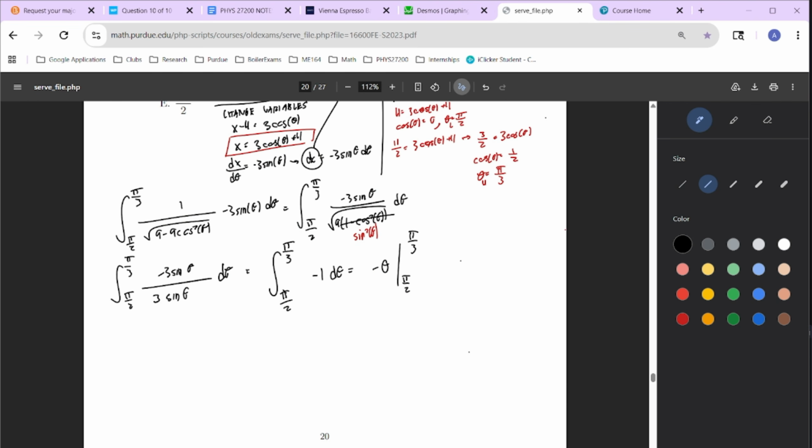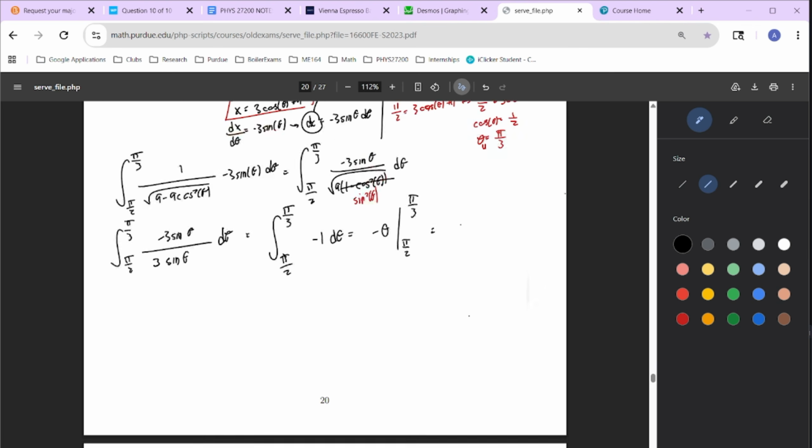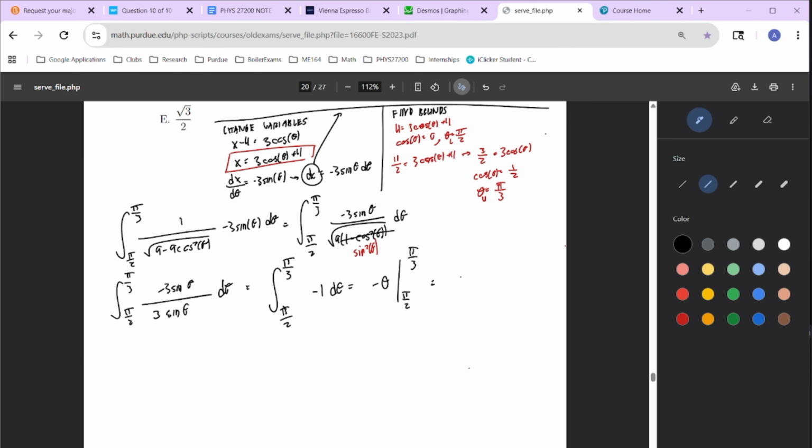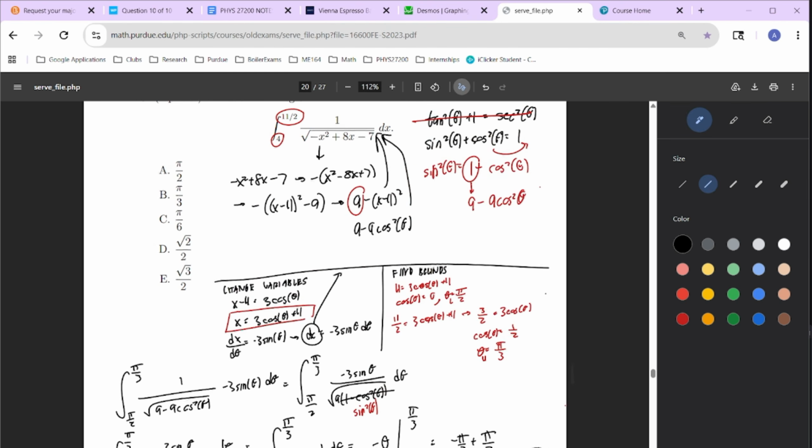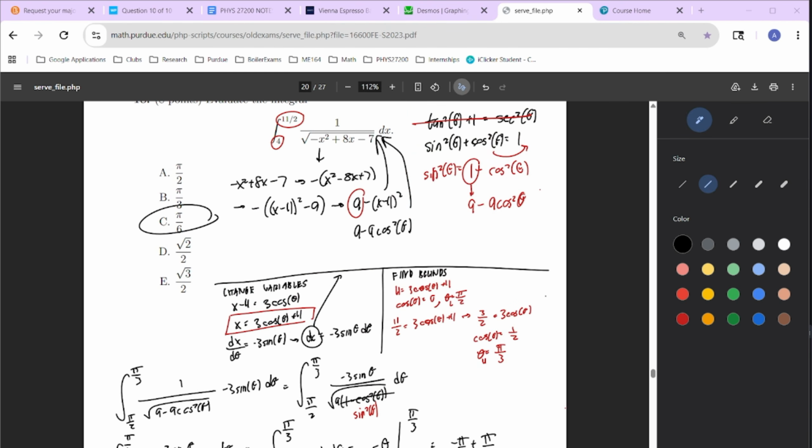That would be negative pi over 3 and then plus pi over 2. That would be negative 2 pi over 6 plus 3 pi over 6. That would in fact be pi over 6, which corresponds with answer choice C.